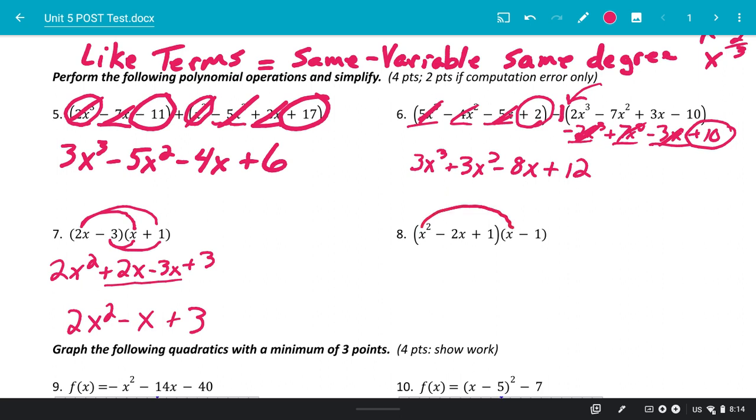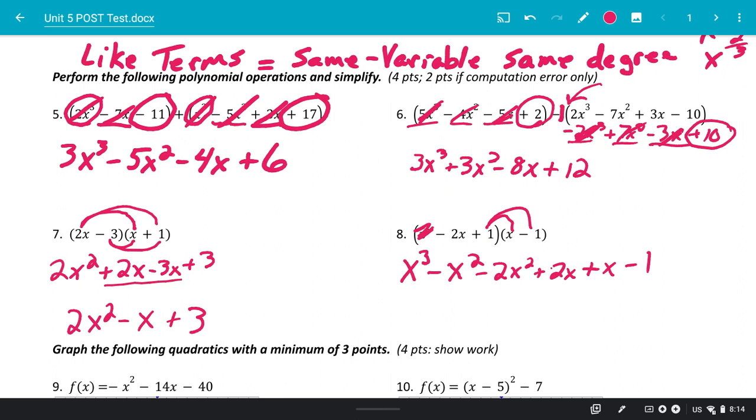X squared times x is x cubed. X squared times negative 1 is a negative x squared. Okay, now I've done that one. Now I do the next one. Negative 2x times x is a negative 2x squared. Negative 2x times a negative 1 is a positive 2x. And finally, 1 times x is x. And 1 times a negative 1 is a negative 1.